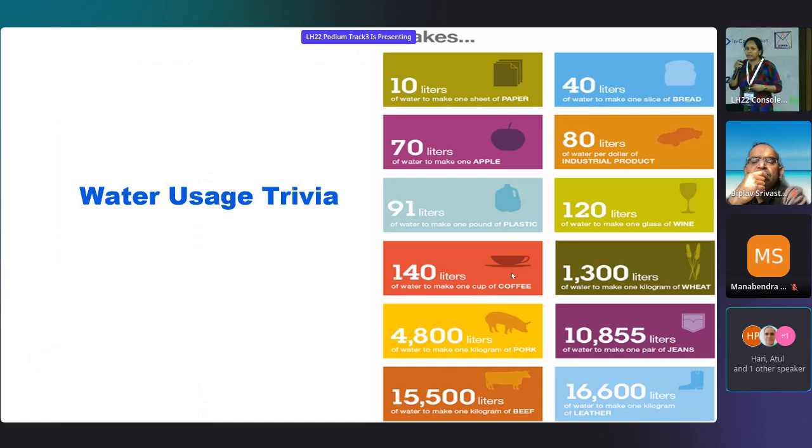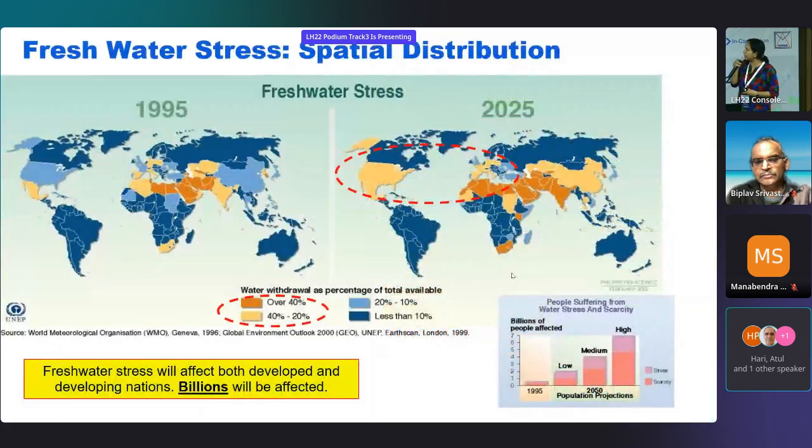So similarly, if you're wearing a pair of jeans, you are probably using somewhere around 10,855 liters of water for just one pair of jeans. There are similar statistics about a cotton t-shirt, which is about 2,700 liters. So you can see that the water use is not just what you use out of the tap or how much you drink, but there is a lot of inbuilt water use in the products that we consume every day. So that is also an important thing to keep in mind.